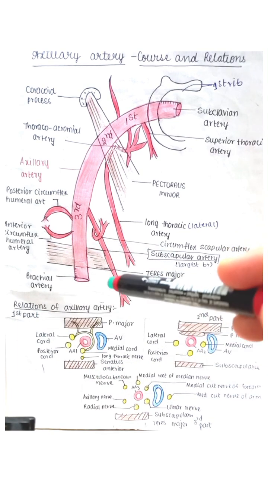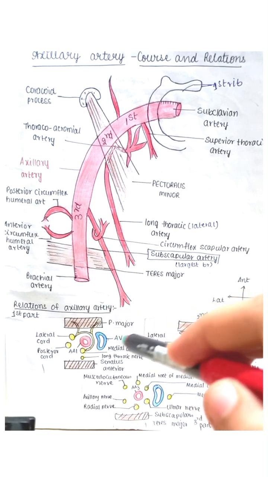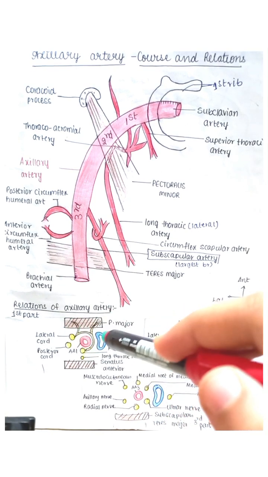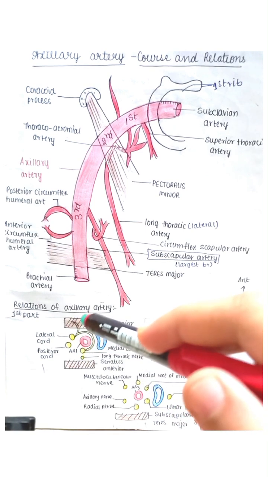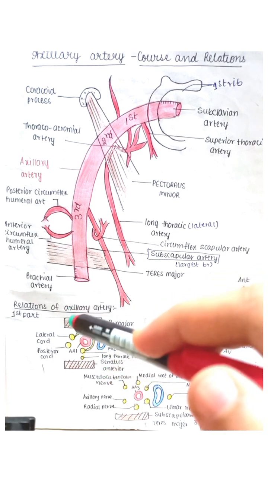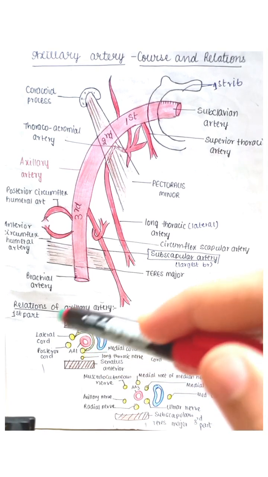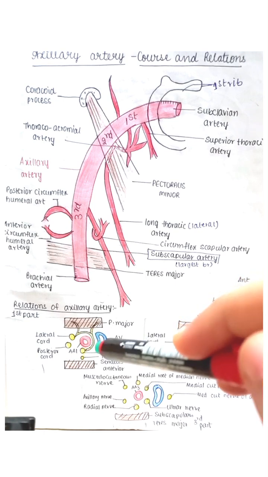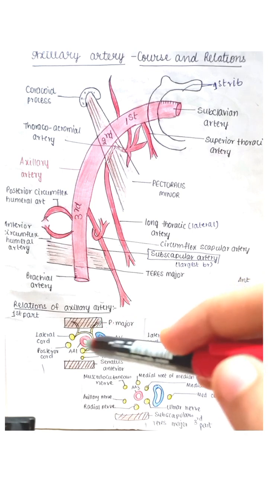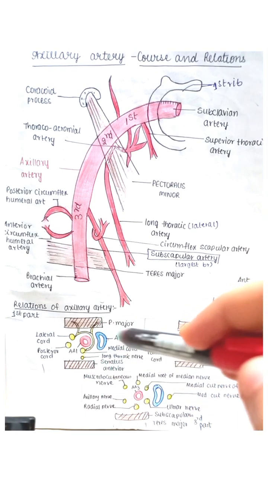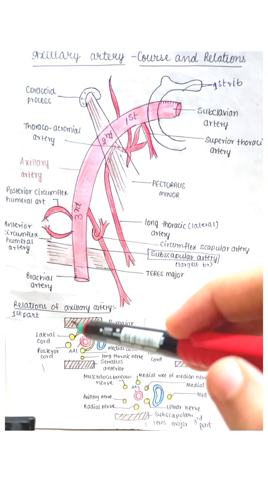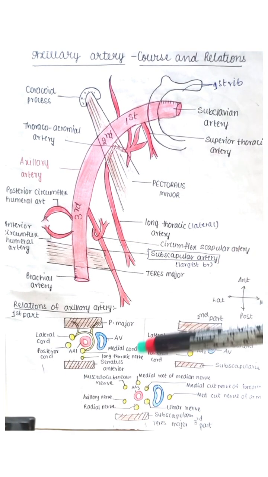Anteriorly, as we have discussed, we have the pectoralis major muscle. Along with this, we have a nerve loop here. What is this nerve loop? It is a loop of communication between the lateral and the medial pectoral nerves. That forms the anterior relation for the axillary artery. Posteriorly, we have the medial cord and long thoracic nerve. And laterally, we have the lateral and posterior cords of the brachial plexus.